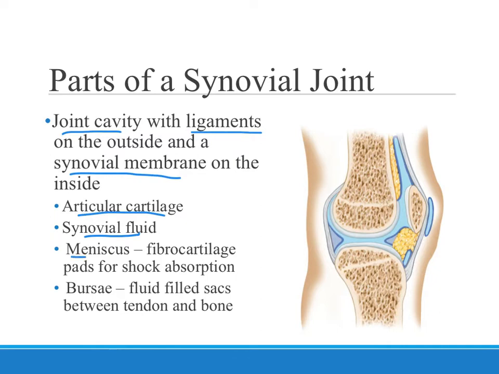You may also have a meniscus or menisci, which are fibrocartilage pads that are in there for shock absorption, and bursa, or bursae, that's plural here, which are fluid-filled sacs that provide lubrication for a tendon when it's sliding over bone to prevent any destruction of that tendon.